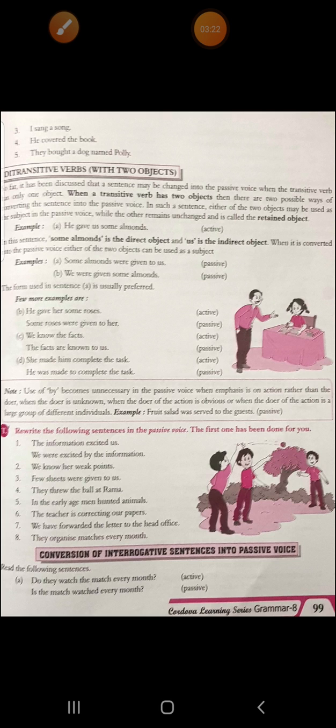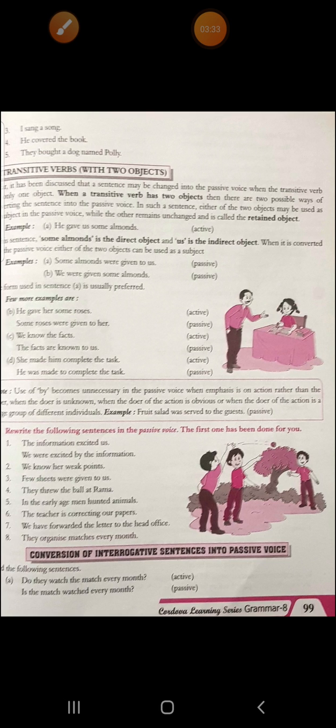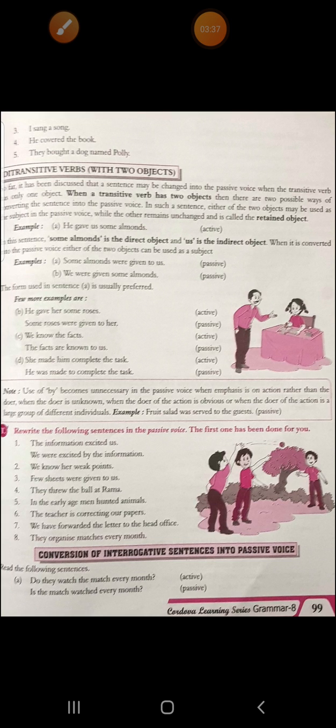Sixth, the teacher is correcting our papers. What will be the answer? Our papers are being corrected by the teacher. Seventh, we have forwarded the letter to the head office. The letter has been forwarded to the head office by us. Eighth, they organize matches every month. Matches are organized by them every month.